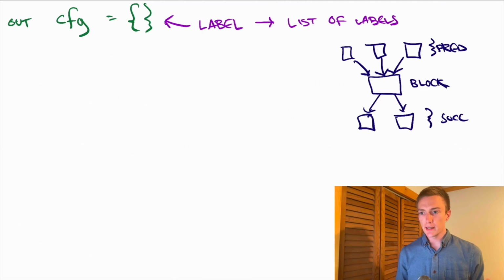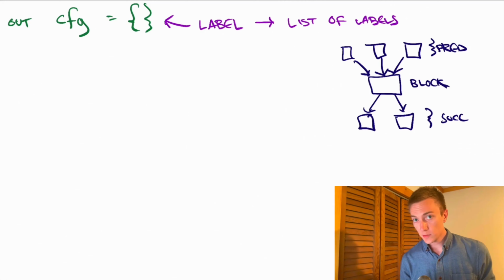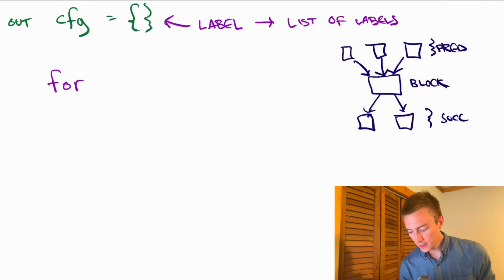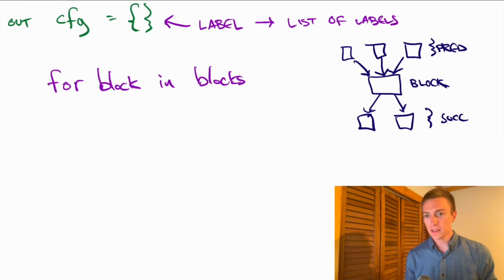Here's my rough sketch of the algorithm. It's going to start just like it did with the basic block formation, which is that we're going to start with a for loop that loops over all the stuff. In this case, we will look at all of the blocks in this list of blocks that we computed in the previous step.